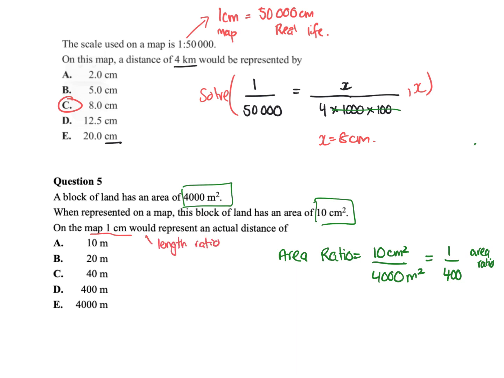So we want to go backwards. When we go backwards to find the length ratio, we have to do the square root, like we saw before. So the square root of 1 over the square root of 400. The square root of 1 is 1. Because this was originally measured in centimeters squared and this is meters, that's going to be 1 centimeter, and this will be meters, where the square root would be 20 meters. So 1 centimeter on the map is going to represent 20 meters in real life, okay?